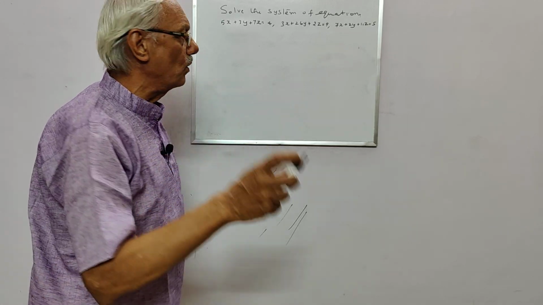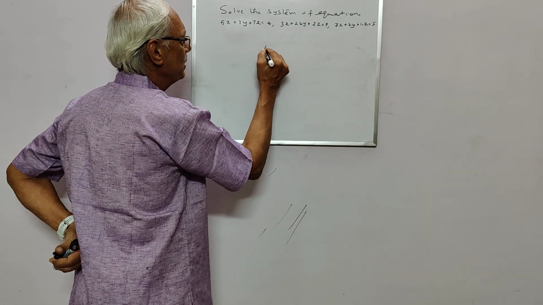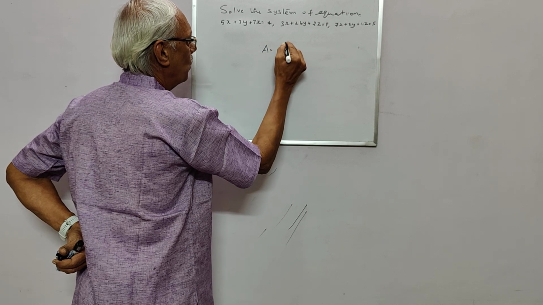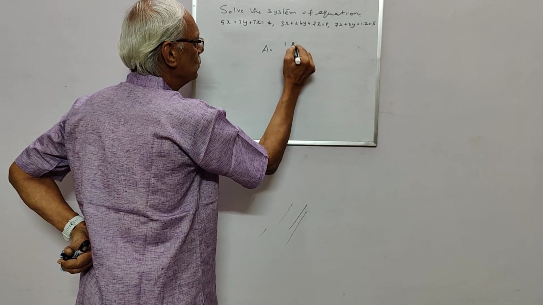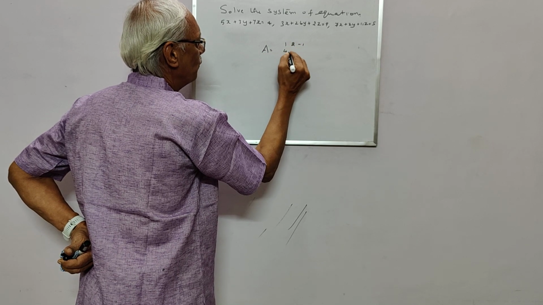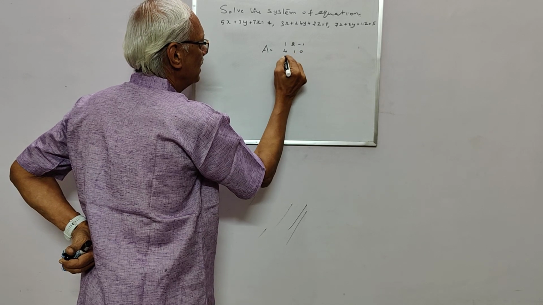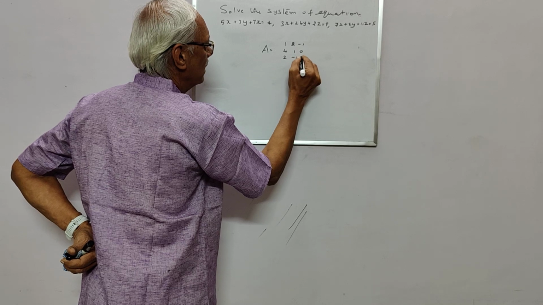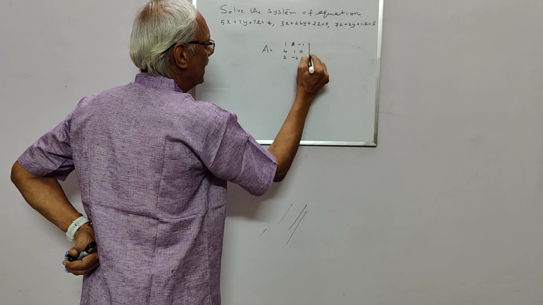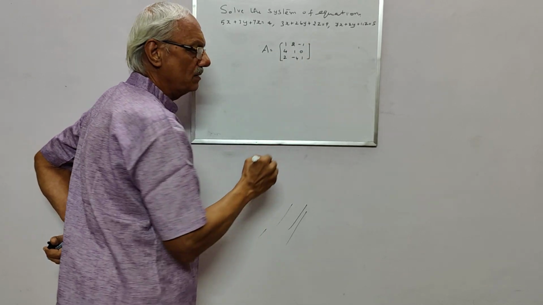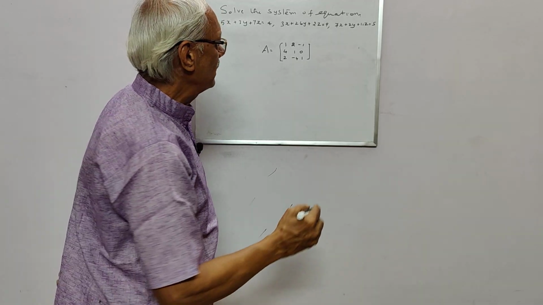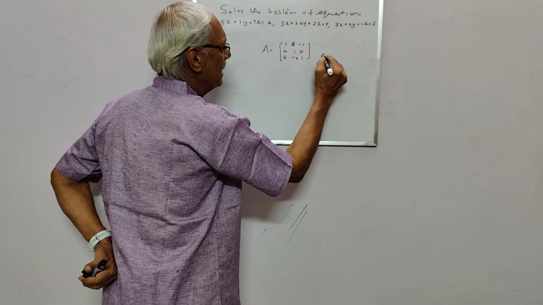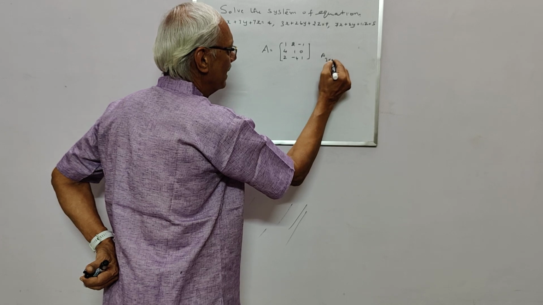I will choose my own problem here. Let me take this matrix: 1, 2, minus 1, 4, 1, 0, 2, minus 4, 1. Let me suppose that this is a 3 cross 3 matrix given to you.